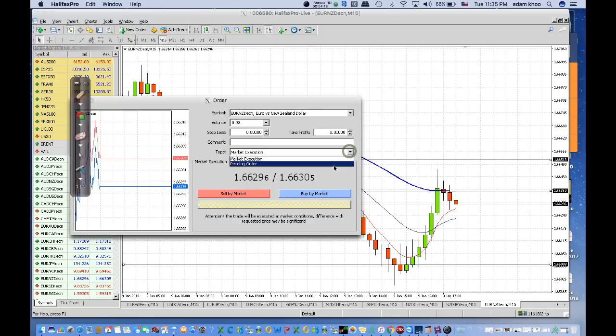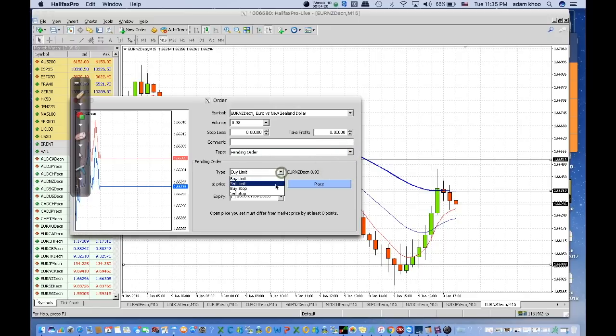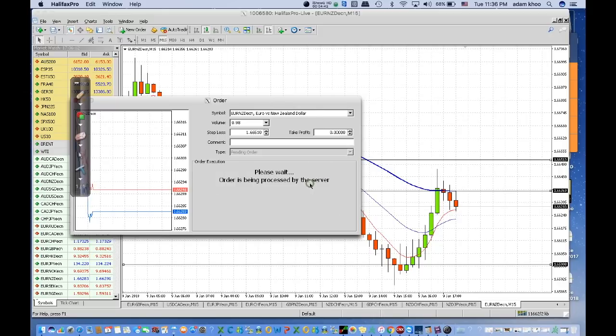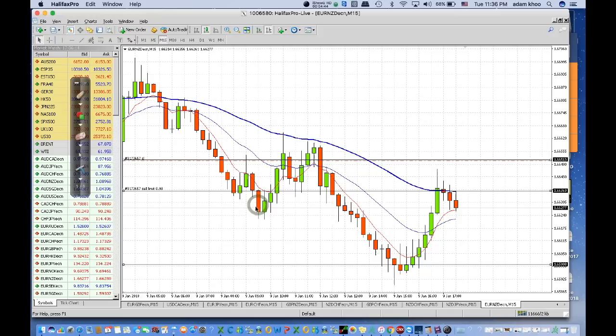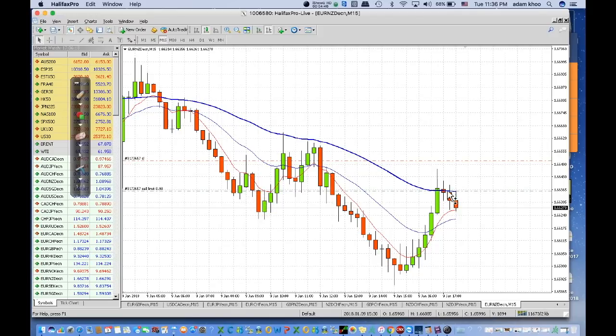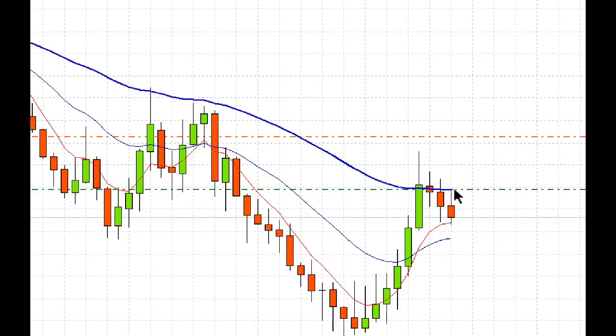I'm going to do a pending order, sell limit. I'm going to sell it at 1.6636. Stop loss 6651. And I'm just going to place the order first, and then I'll place my profit target. There we go. Okay, so I've got an order to sell at the green line.